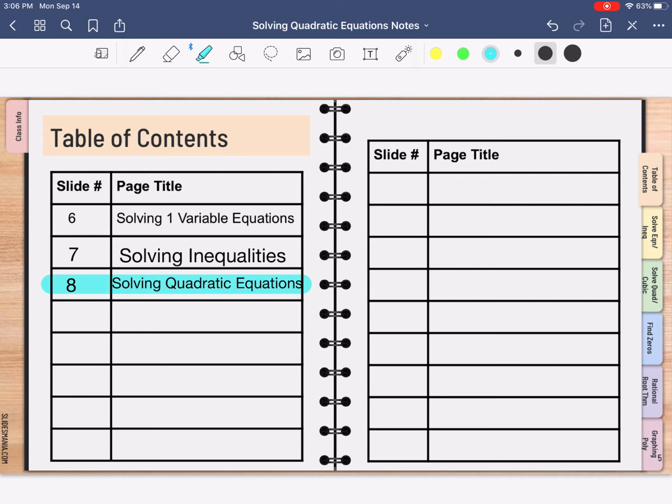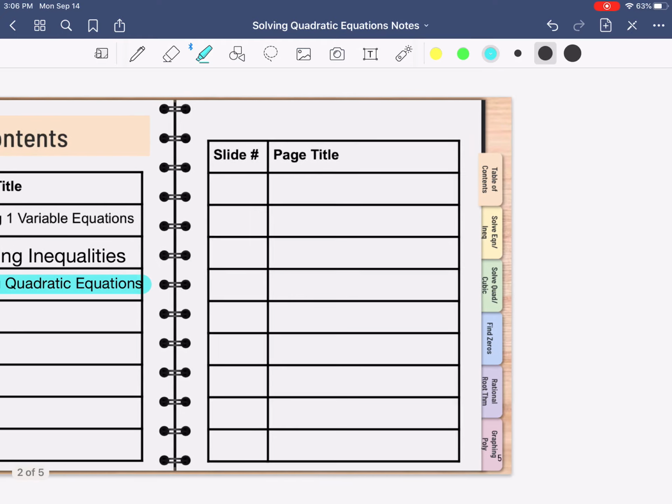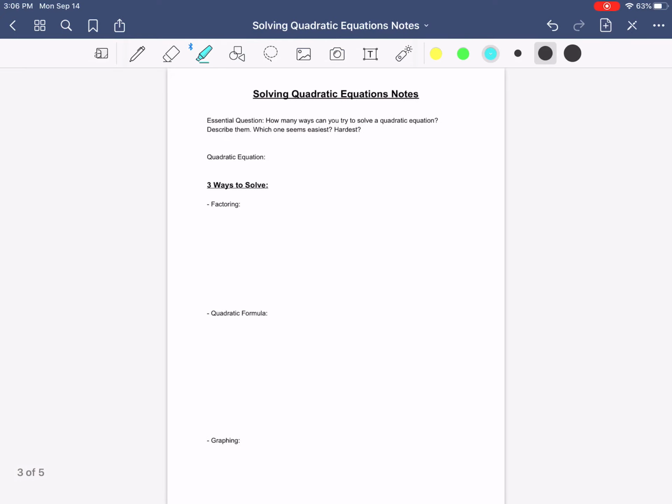This is a review lesson from Integrated Math 2. You can pause here and then go to slide 8. This is uploaded onto the Google Classroom assignment as a PDF if you want to print it. Other than that, you're just going to handwrite everything onto a sheet of paper.